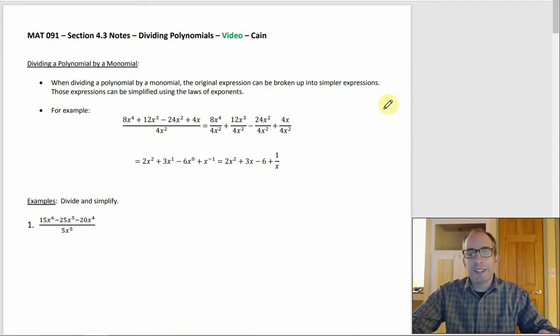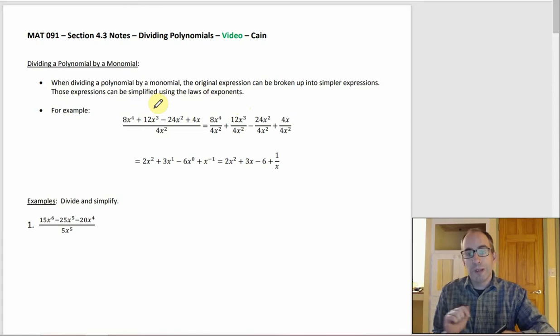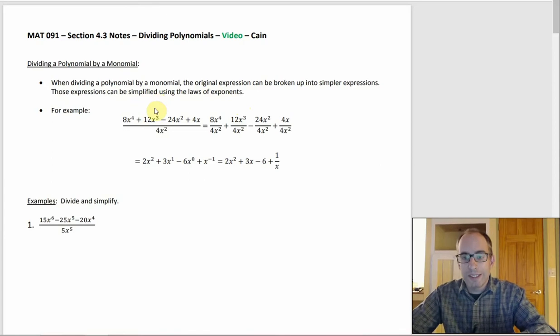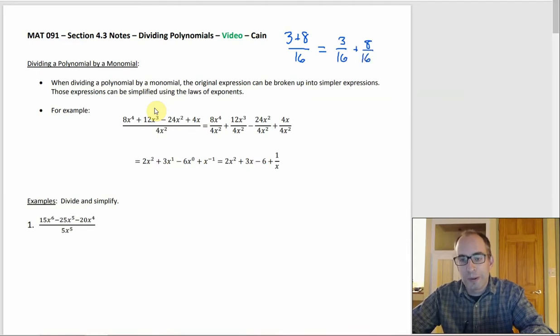So that's exactly what this is, where you can break it up into simpler expressions. And look at what I do here. In this example, I start off with this 4-term polynomial divided by a monomial. And basically what I do is I just break that up into pieces. So what that is, it's this idea. Like if you had 3 plus 8 over 16, you could write that as 3 over 16 plus 8 over 16, which I suppose is 1/2.